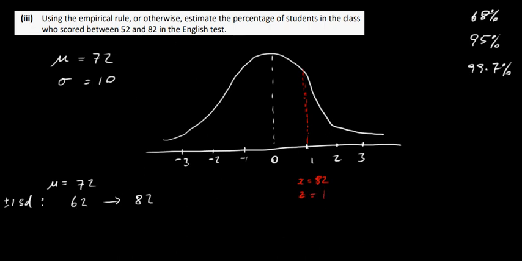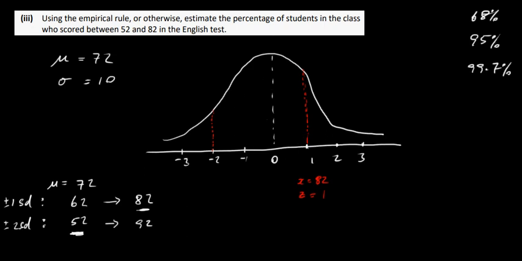Now what about the 52? Well, we haven't reached 52 yet, so let's go to plus or minus 2 standard deviations. Take another 10 off here, so you're down to 52 now, and we don't really need to do this one, but it would be up to 92. But now we have our 52. We have our 82, which is plus 1 standard deviation, and we have our 52, which is 2 standard deviations below the mean. So these are the two values that we're looking at. Now we've got to work out the percentage of students within this area here.